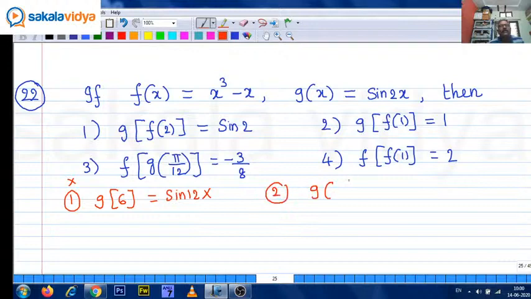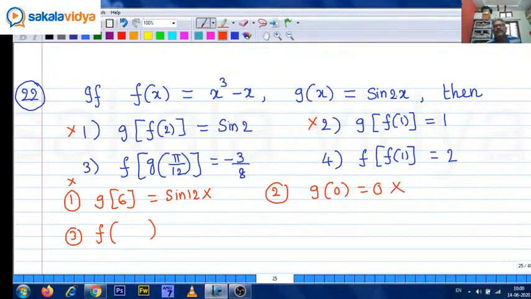G of f of 1. F of 1 means 1 minus 1, which is 0. G of 0 is sine 0, which is 0. Yes. Second option eliminated. First option eliminated. Go to third option. So f of g of pi by 12.